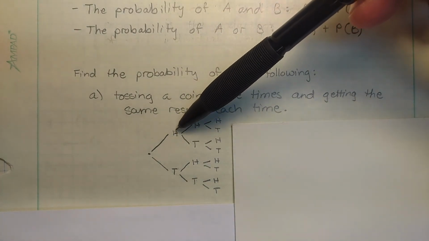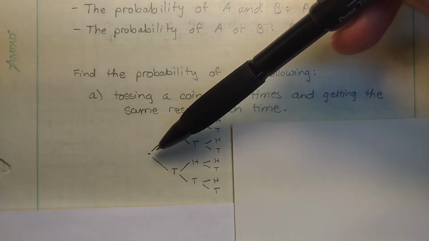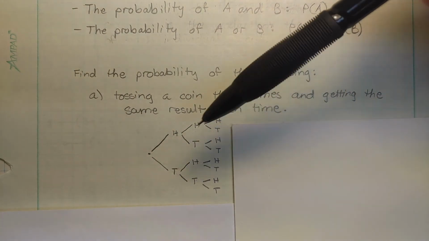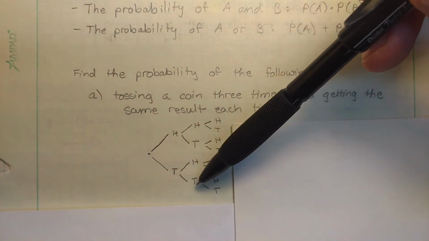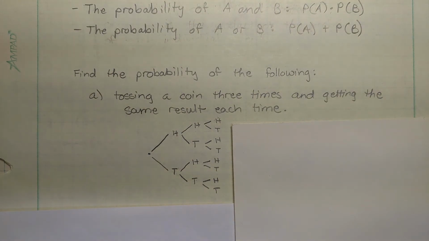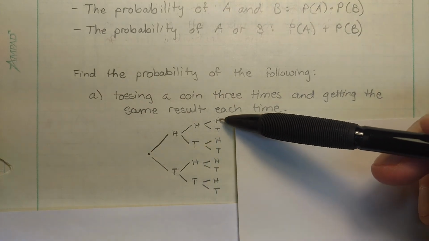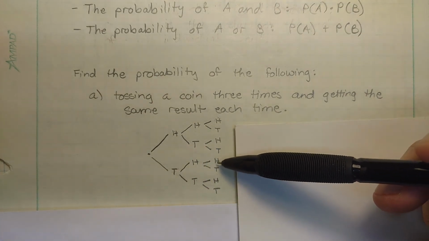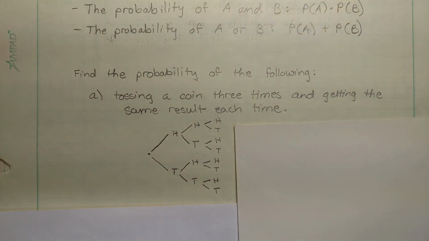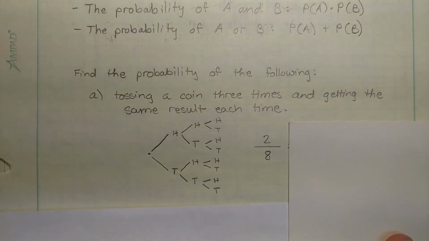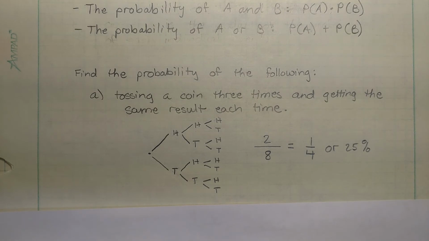If I follow this out, I could get heads, heads, heads. Notice there's only one branch of the tree that has heads, heads, heads. And there's another branch of the tree that has tails, tails, tails. So there's 2 different branches that actually have the same result 3 times. And then when I look at the total number of outcomes, notice the total number of paths that can be taken down this is represented by these here. That's the end of a separate path each time. There's 8 total paths. So that's 2 that have the same result each time, divided by the total number of paths, which are 8. So a 1/4 or 25% probability.